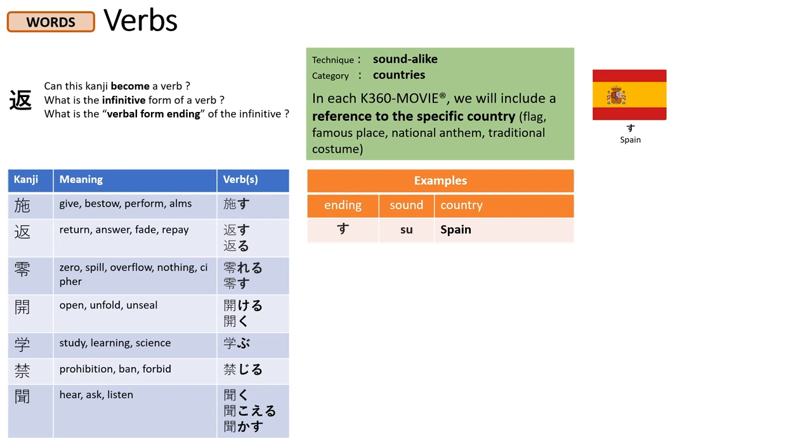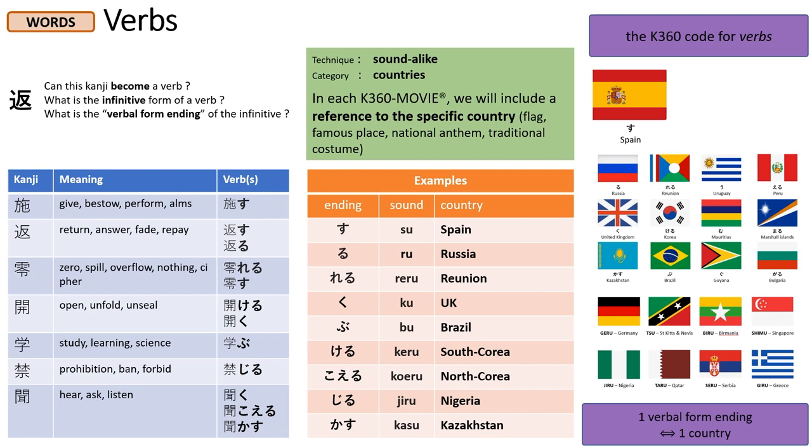Second example, kaeru and kaesu. That's an interesting case, with two different verb endings. So in my story, there will be references to those two countries. For instance, one of the characters could be a Russian Tsar, and he wants to invade Spain.